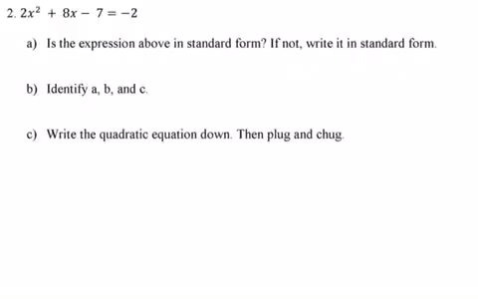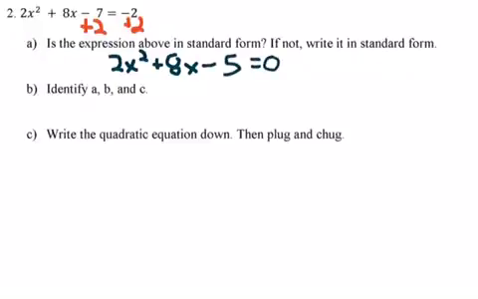And the way that we do that is by adding 2 to both sides. And if I want to write this in standard form, I get 2x squared plus 8x, and we've got negative 7 plus 2, that's going to give me negative 5 is equal to 0. So now that all of my terms are on one side of the equation, I know that this is in standard form.